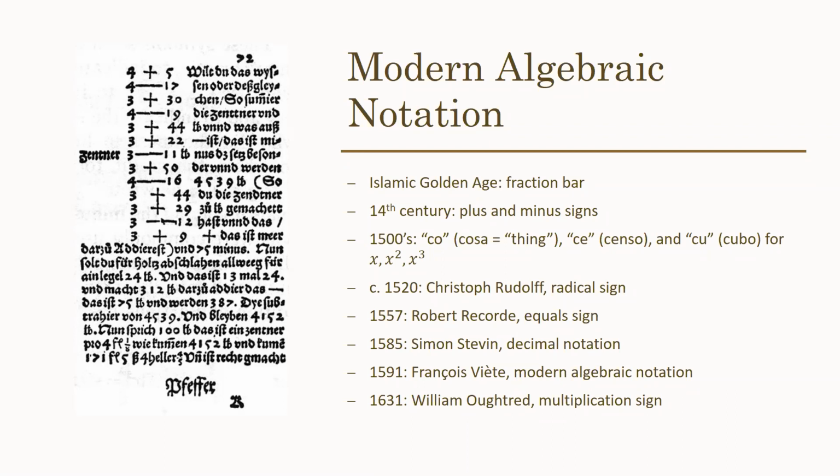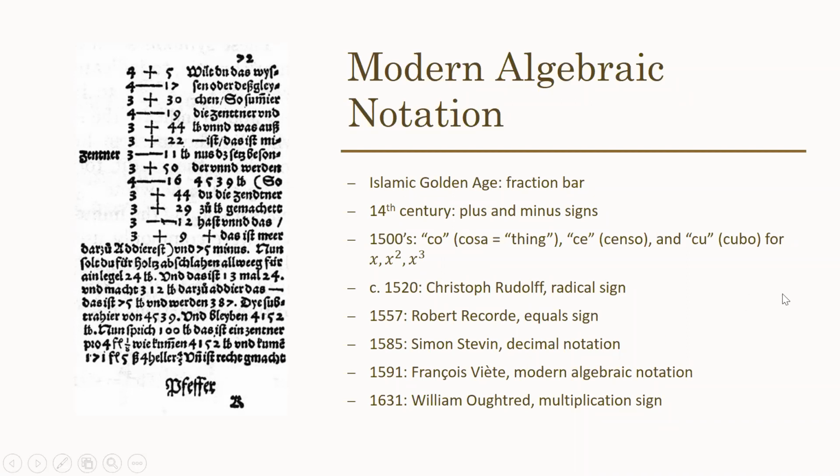They're not using X yet. That's a much more modern invention. But they did use a symbol to represent the variable rather than an entire word, like saying "the quantity you want" or something like that, as they used to do. They're now using the symbol CO. So you would see, you know, CO plus CU equals 5 or something like that. And that means X plus X cubed equals 5.